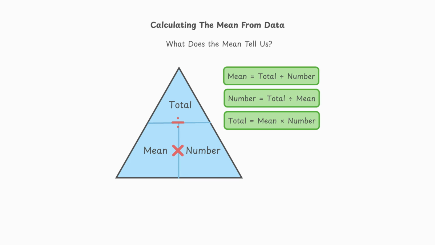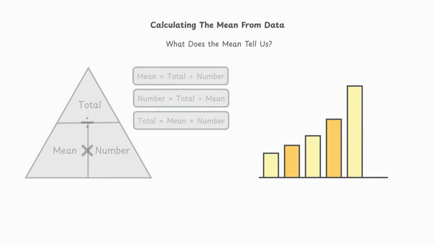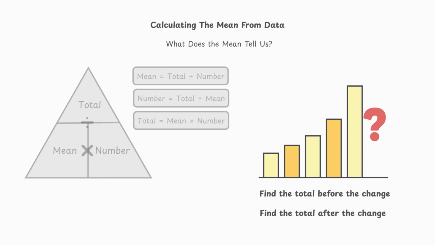In more challenging questions, you are often asked to work backwards. This usually happens when something changes, like a new value being added, removed, or missing. The trick is simple but powerful. Find the total before the change, then find the total after the change. Once you have both totals, the missing value reveals itself.